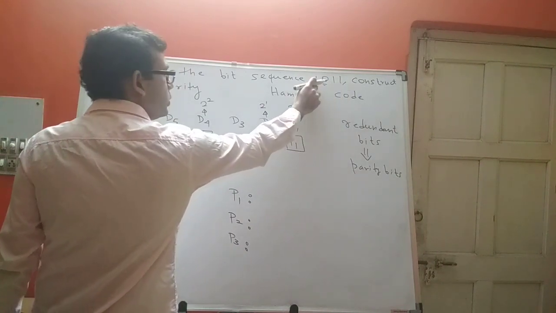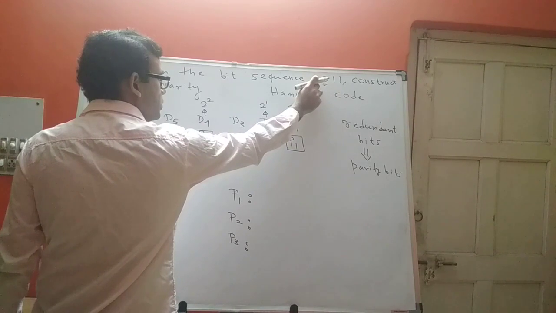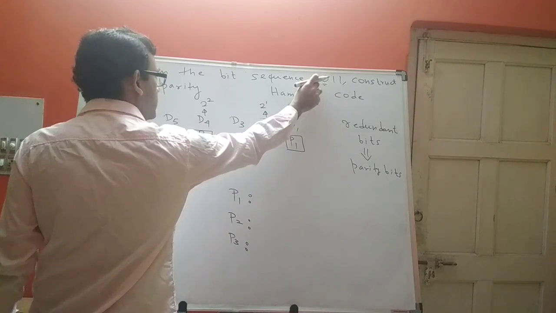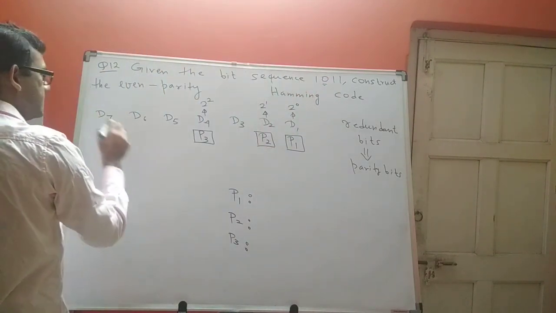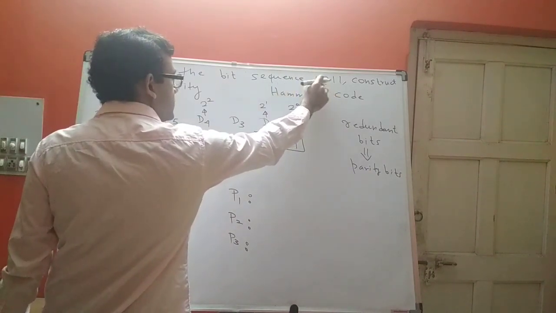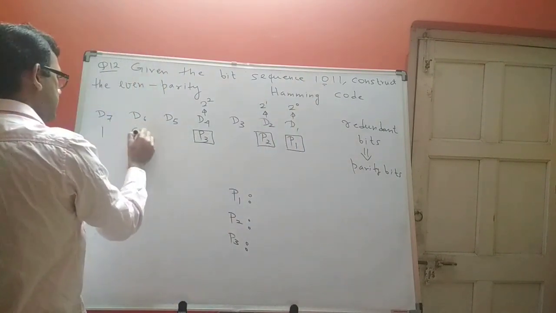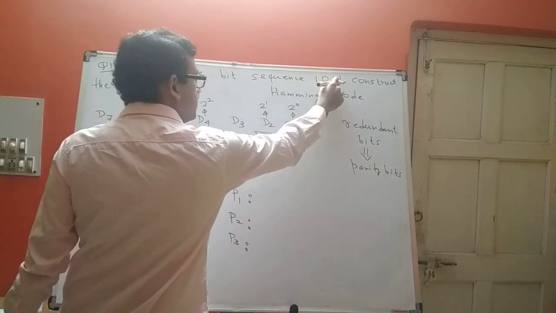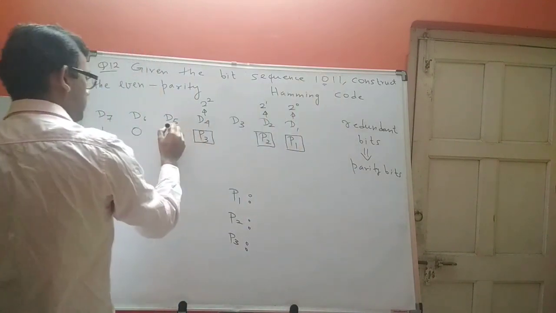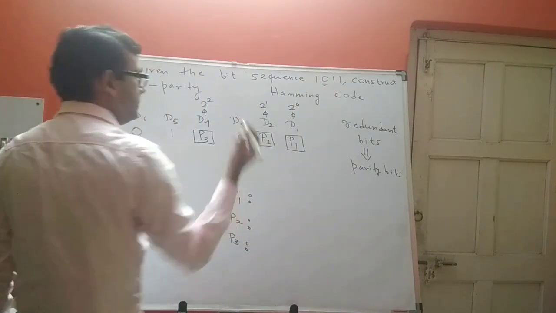So what is the most significant bit? The most significant bit is 1. This leftmost 1 is the most significant bit. So this will be placed at D7. Which is the second most significant bit? 0. So 0 will be placed here. Which is the third most significant bit? 1. So 1 will be placed here. And which is the least significant bit? 1. So it will be placed here.